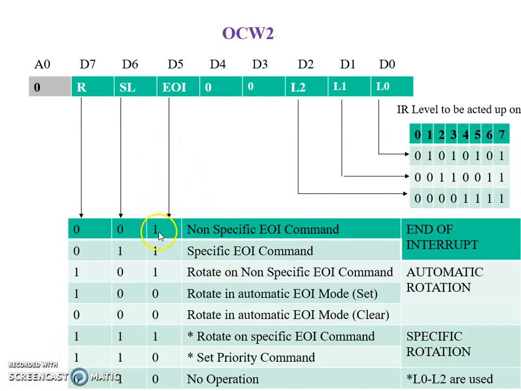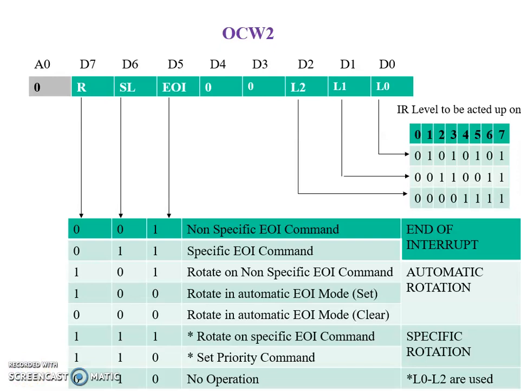If the EOI bit is 1, it is a non-specific EOI command, and when SL is 1 and EOI is 1, it is a specific EOI command. So whenever there is a non-specific EOI command, this bit is 1, and if it is a specific EOI command, then both bits should be 1. Whenever we want rotation, then the R bit is 1, and if it is 0 it means no rotation.